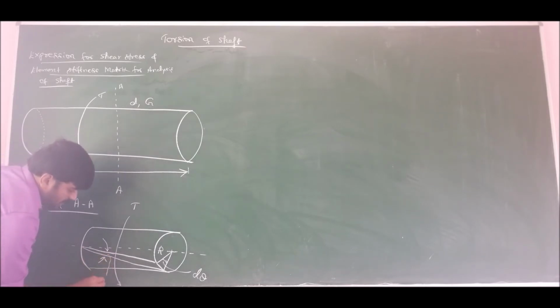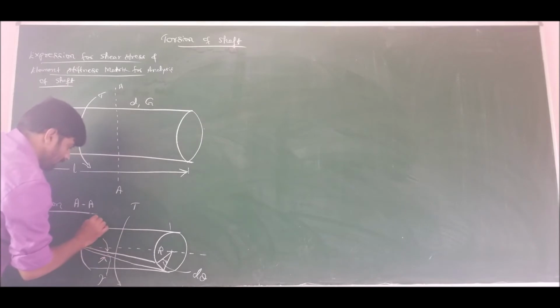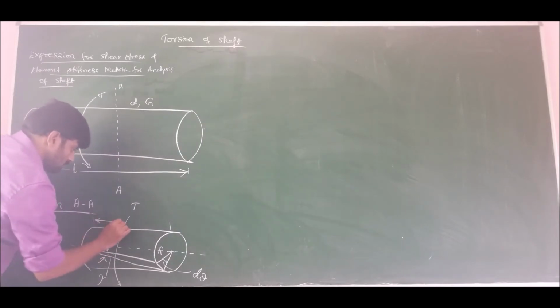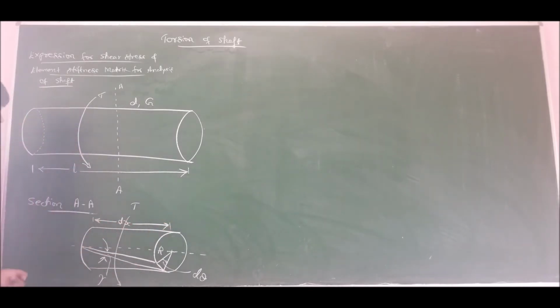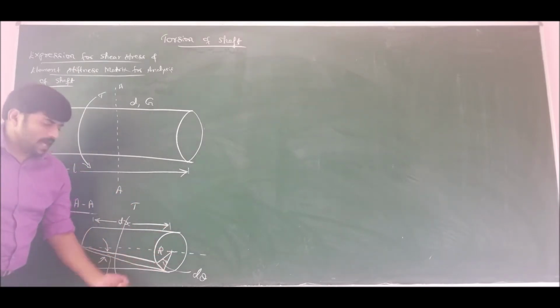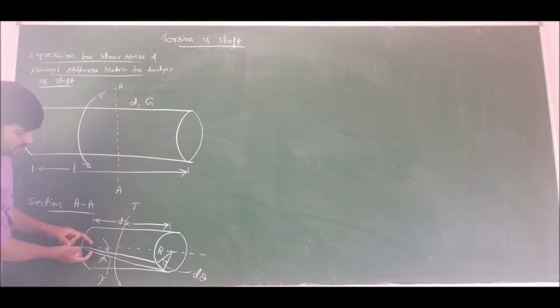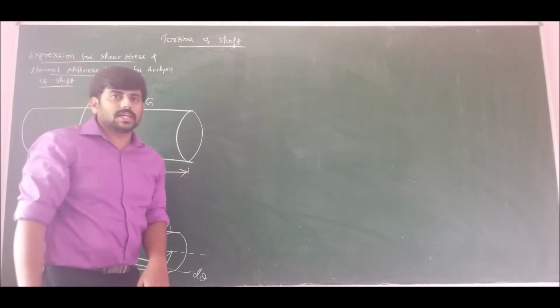Let us denote this shear strain by gamma, and the length can be taken as dx, the length of this element. Due to the application of torque T, it is undergoing an angular deformation. Let the radius be R. The total angular deformation is the shear strain, which is denoted by gamma. So gamma is the notation we use to denote the shear strain.